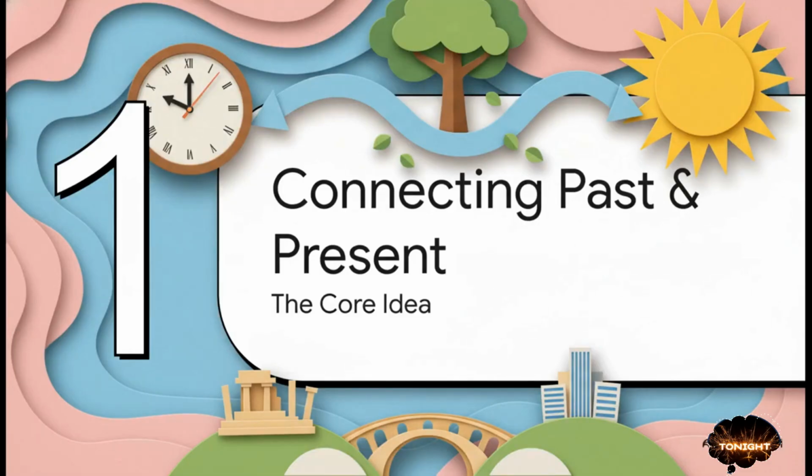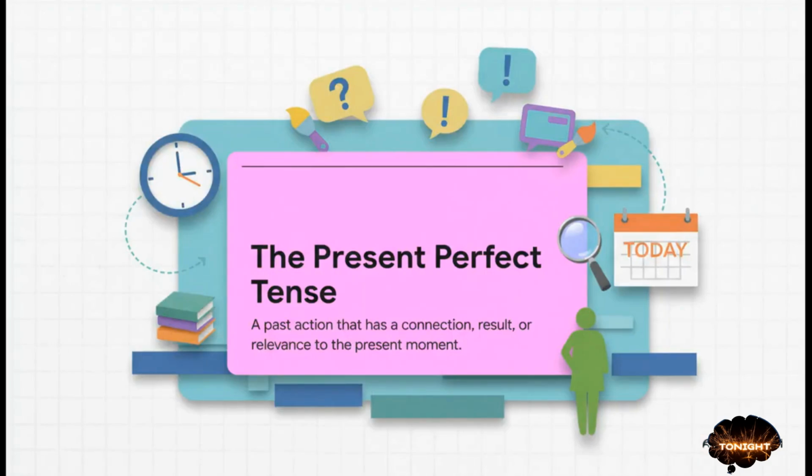Okay, let's start with the absolute core concept. And honestly, if you can really, truly get this one idea, everything else about the present perfect just kind of clicks into place. This is the master key that unlocks the whole thing. Here it is. The golden rule. The present perfect is all about building a bridge between the past and right now. Think of it like this. The action happened back then, but it has some kind of result or importance that we can still feel in this moment. It's not some dead, finished action. It has a real connection to today.